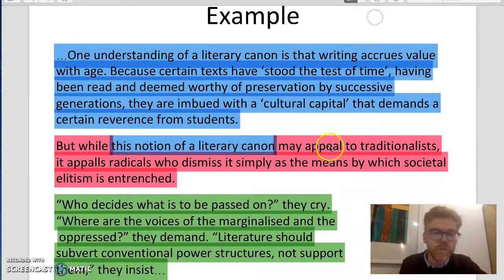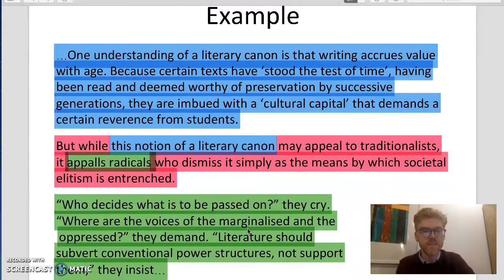Well, if we read on, but while this notion of a literary canon may appeal to traditionalists, it appalls radicals who dismiss it simply as the means by which societal elitism is entrenched. Well, this idea of appalling radicals is clearly taken on in this green paragraph, where you get these questions. Who decides what is to be passed on? They cry. Where are the voices of the marginalised and the oppressed? They demand. Literature should subvert conventional power structures, not support them. They insist. So that idea of cry, demand, insist, contains that idea of being appalled at this whole concept of literature being studied in this way.